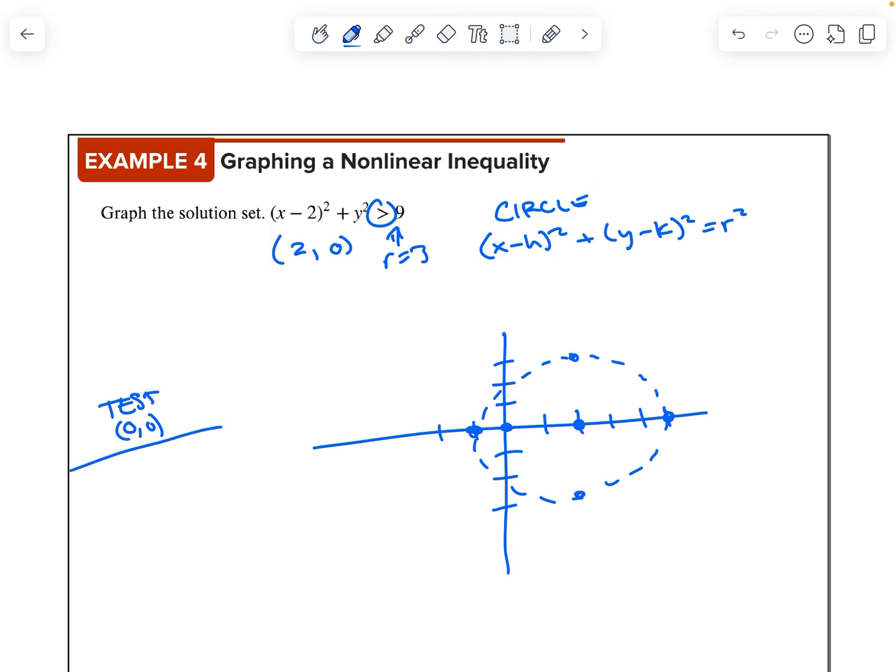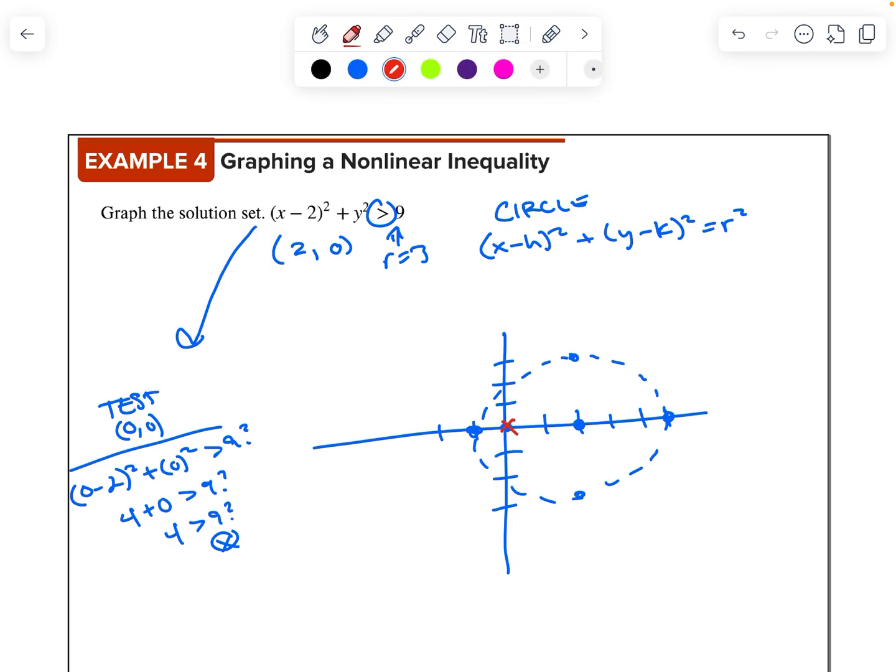So if I test (0, 0), again, I'm going back to the original equation. That'd be (0 minus 2) squared plus 0 squared is greater than 9. I want to know if that's true. That would be 4 plus 0 is greater than 9. Is it? Is 4 greater than 9? No, it is not. 4 is not greater than 9. So I will not shade that way.